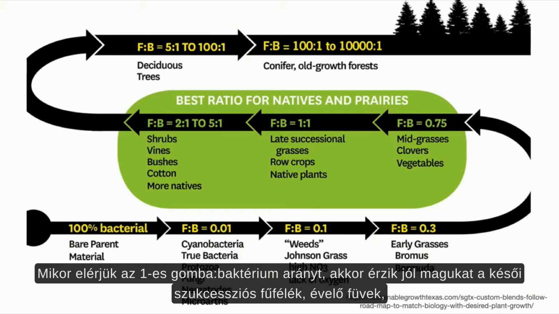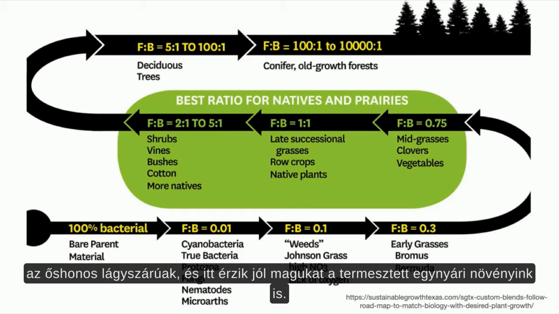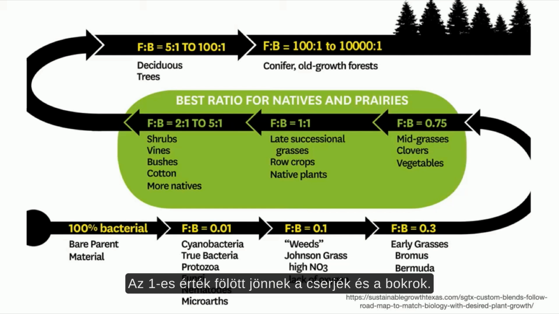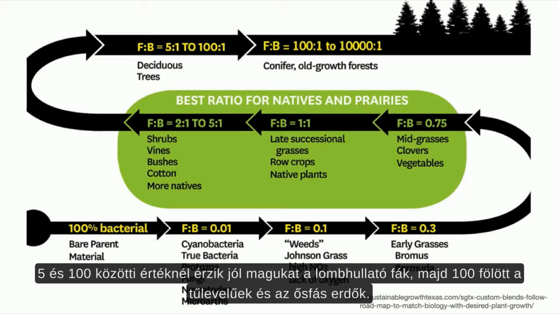When we get to a fungal bacteria ratio of 1 to 1, so your late successional grasses, your row crops, native plants, when we get over that 1 to 1, this is when we start seeing shrubs and bushes kicking in, and 5 to 1 to 10 to 1, your deciduous trees. And when we get into the 100 to 1 and over, that's when we start getting into the conifers and those types of trees.